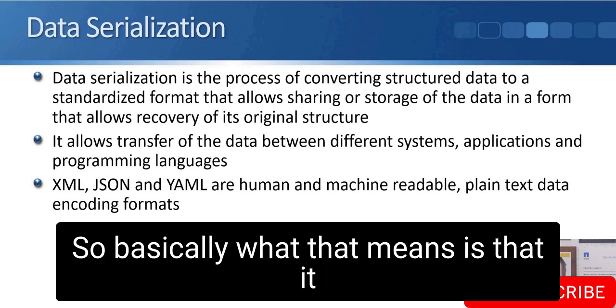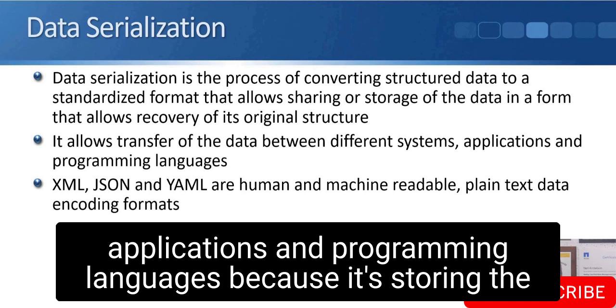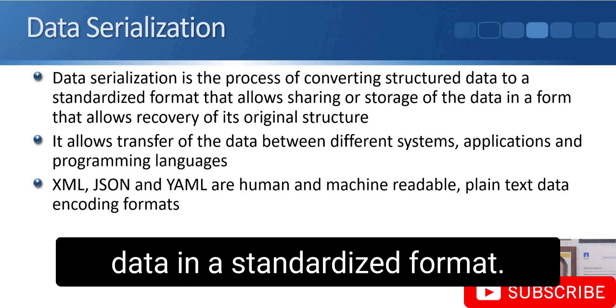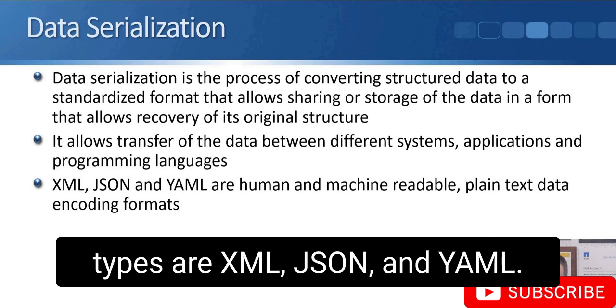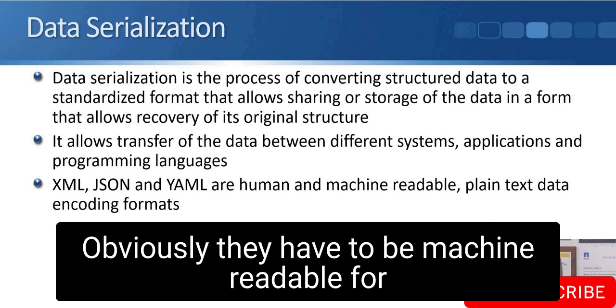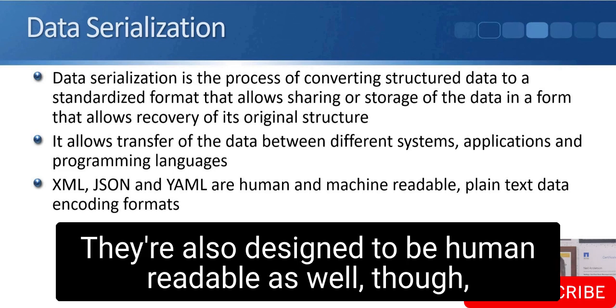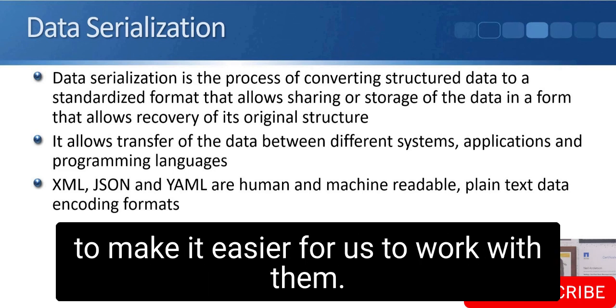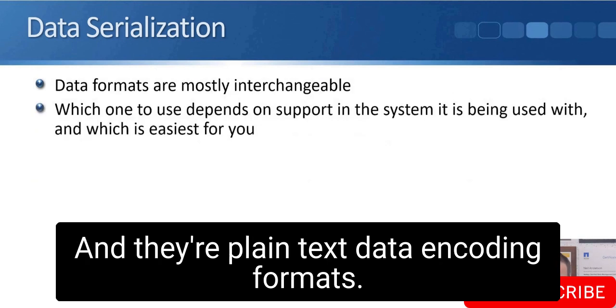So basically what that means is that it allows transfer of the data between different systems, applications, and programming languages because it's storing the data in a standardized format. And three of the available format types are XML, JSON, and YAML. Obviously, they have to be machine readable for the data to be shared between machines. They're also designed to be human readable as well, though, to make it easier for us to work with them. And they're plain text data encoding formats.